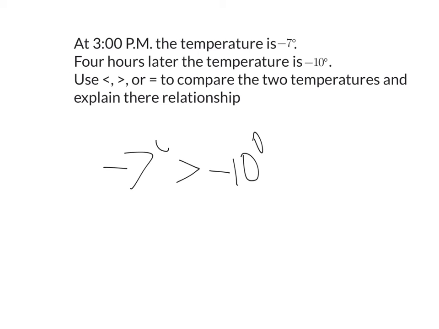Make sure you're pointing, using this sign here, pointing at the smaller one. So that means negative 7 degrees is greater than negative 10 degrees. And so that means the temperature is going down. That's the relationship. So that's how you can use these in real life situations.